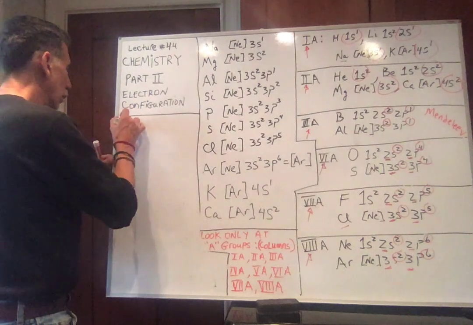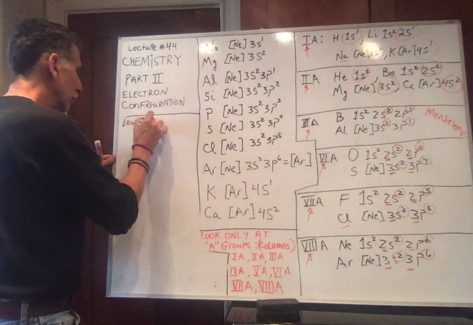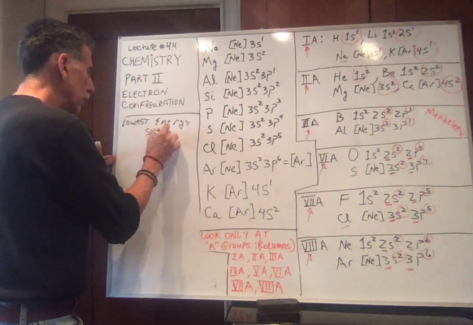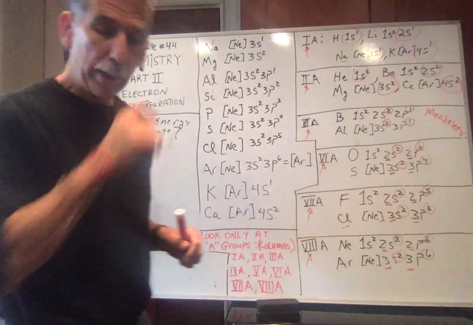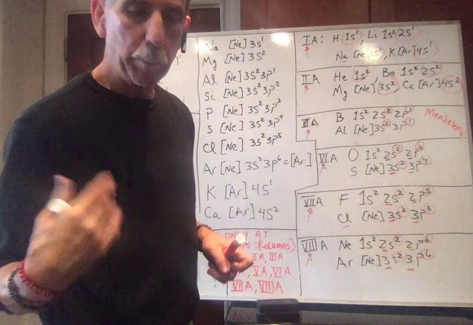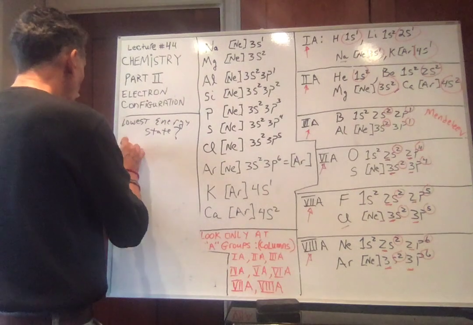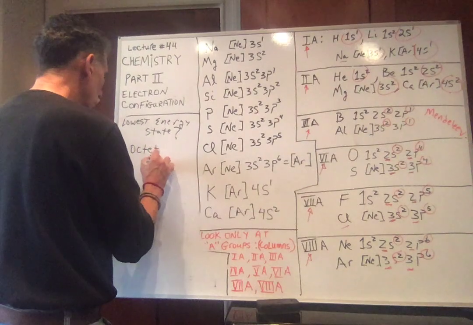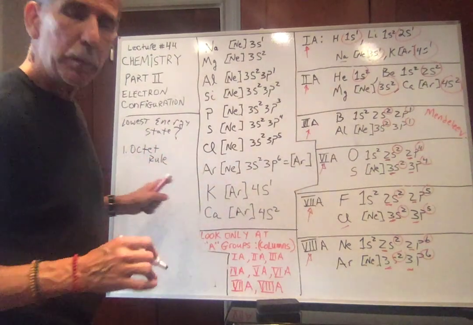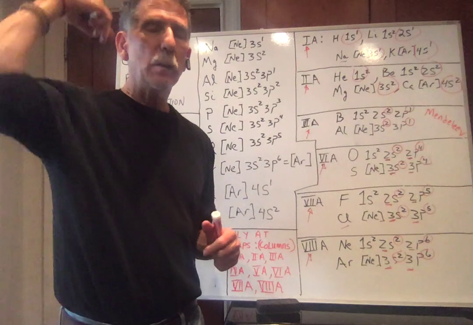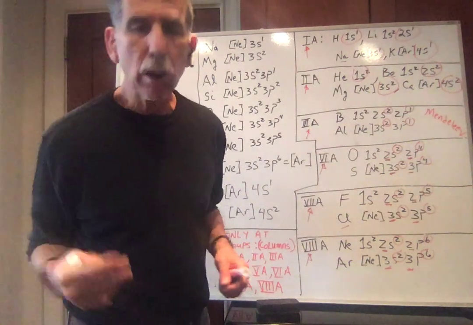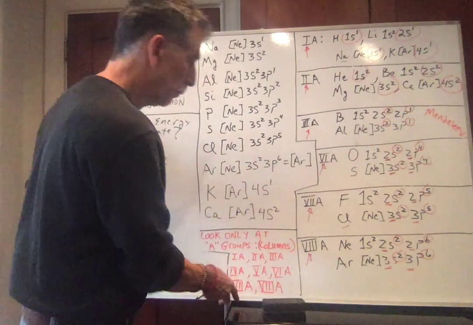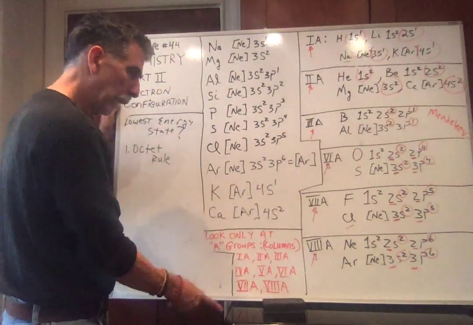Lowest energy state. What is the lowest energy state for an atom? I'm going to give you two little rules, very simple. One is going to be called the octet rule. What does octet mean? Octet means 8. It means it wants the top level to have 8 electrons. That's a lower energy state. It's the lowest energy state. Eight electrons, and I'll show you that in a second.